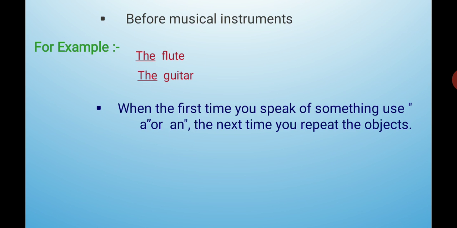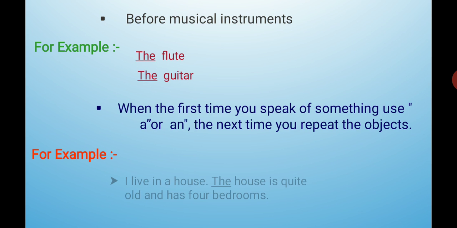But the next time, if we want to talk about the same noun which we had introduced earlier, at that time we use the instead of a or an. Let's see an example and get more clarity on this rule. I live in a house. The house is quite old and has 4 bedrooms.